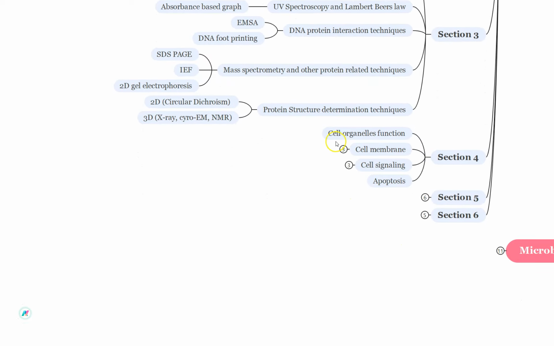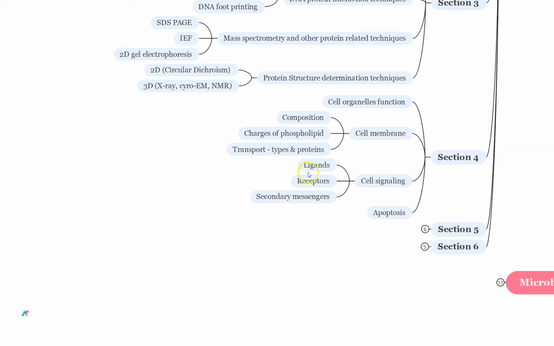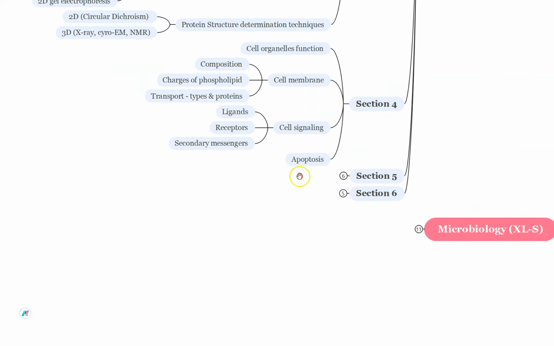From section 4, cell organelles, function and cell membrane composition, charges of phospholipids, different transport types and the proteins involved, and cell signaling, the entire molecule components which are involved like ligands, receptors, secondary messengers, etc. And cell death, programmed cell death or apoptosis is also important.